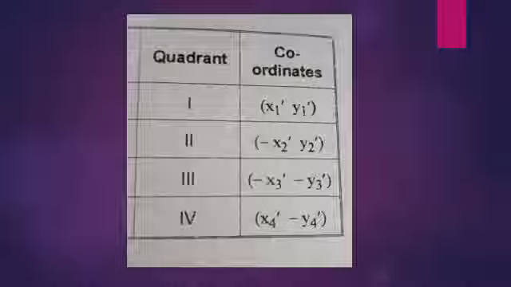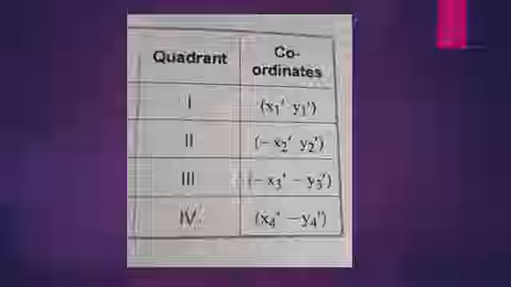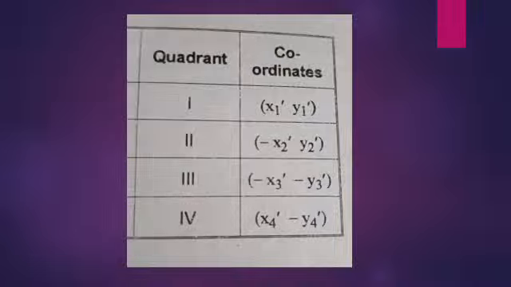In the second quadrant, if we are considering one section in the second quadrant, then the x-axis value is negative and the y-axis value is positive. Therefore, minus x2 dash comma y2 dash. In the third quadrant, minus x3 dash, minus y3 dash, since both the x-axis and y-axis values are negative. Then for the fourth quadrant, the x-axis value is positive and the y-axis value is negative.